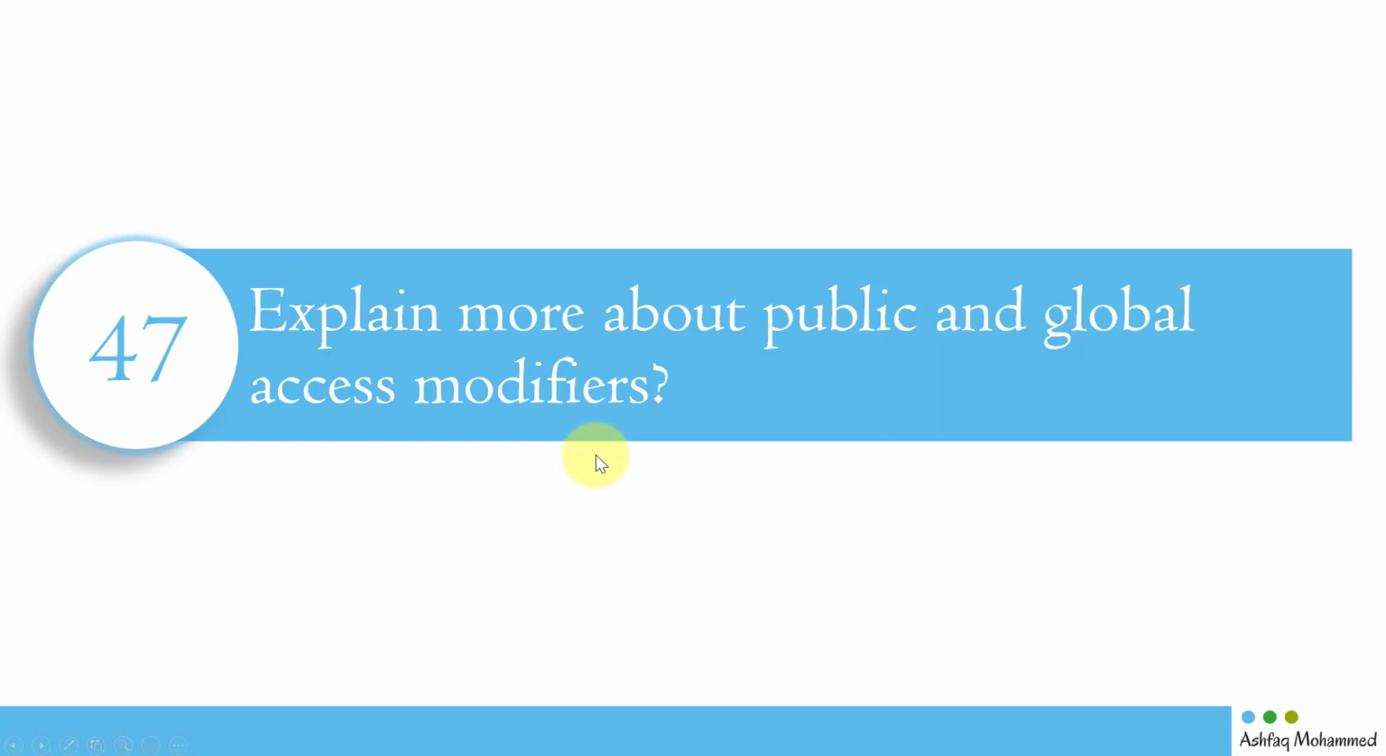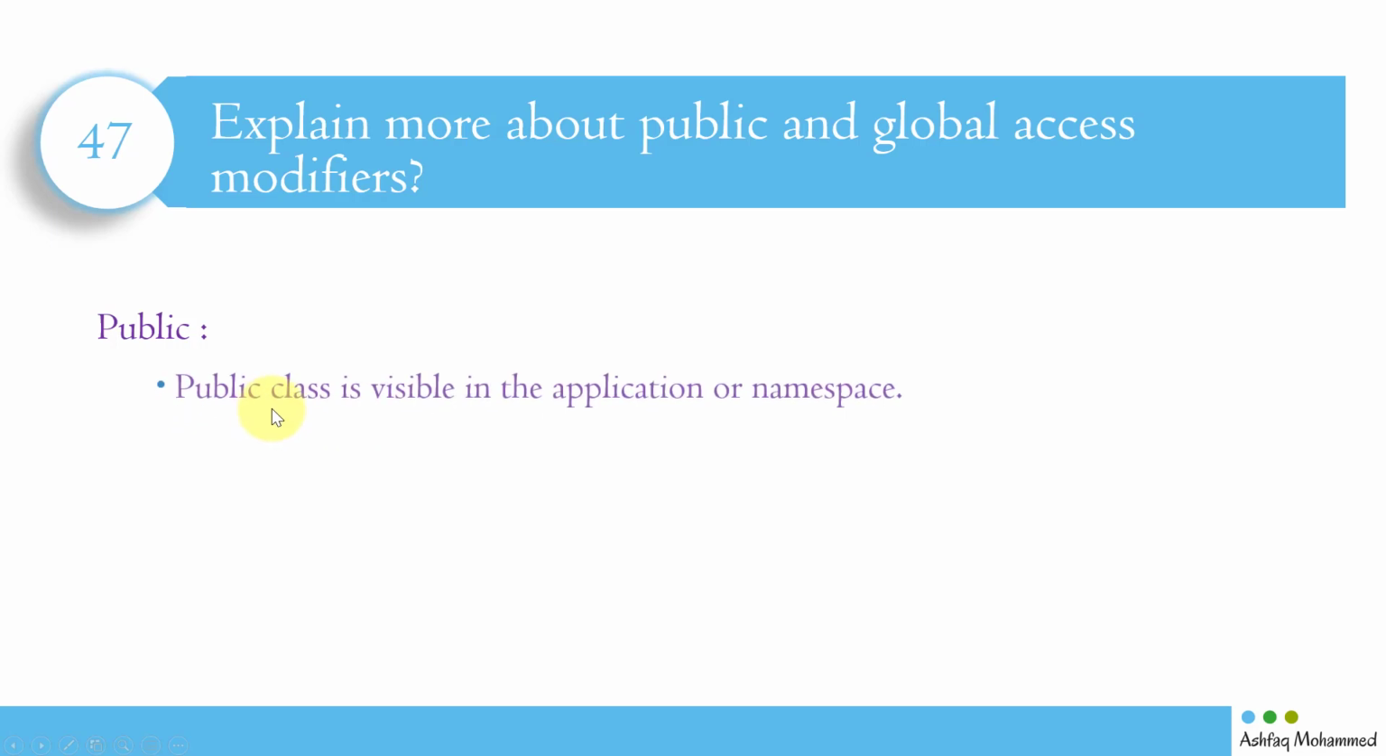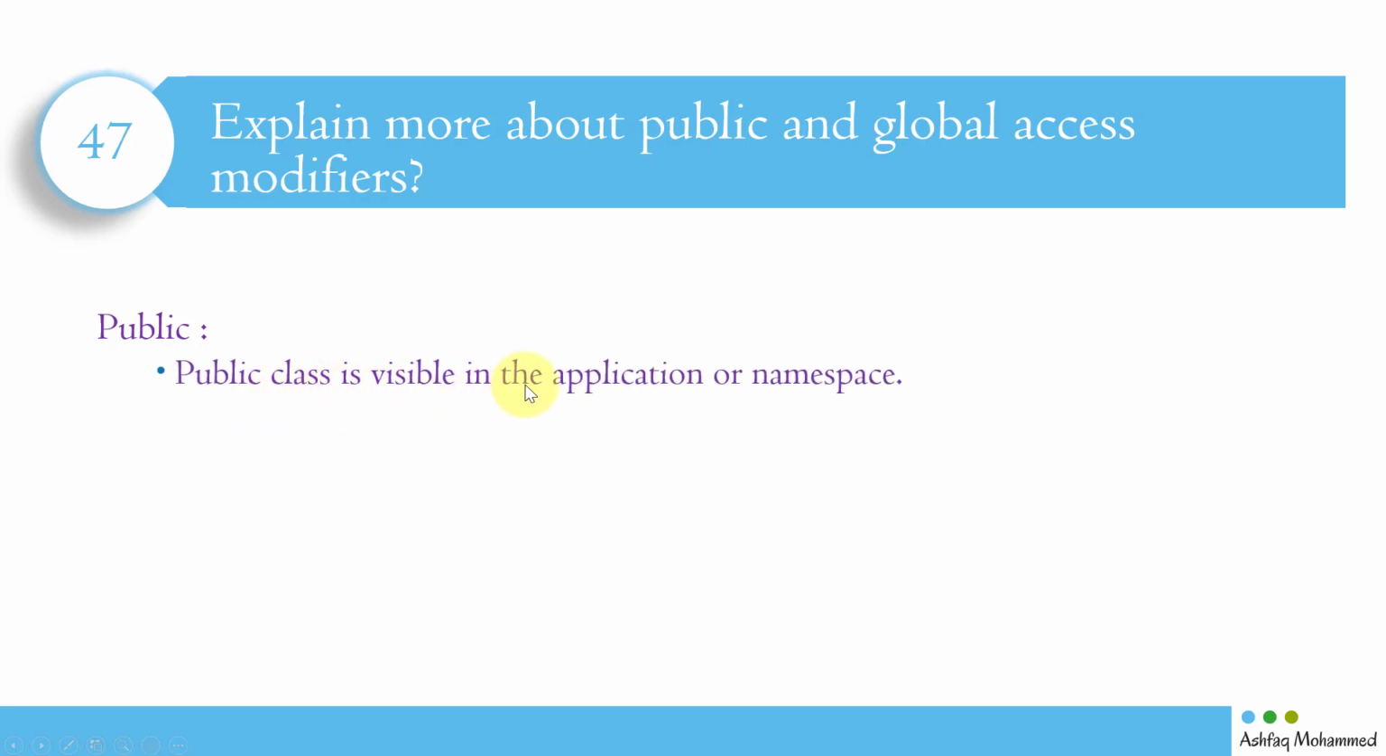Next question is, explain more about public and global access modifier. These are the most frequently used access modifiers. Okay. So a public class is visible in the application or namespace. If you are not aware of namespace, basically, let's say in my org I have created multiple applications, right? And I have declared a class public, and this public class is available only for that application, okay, using the namespaces.